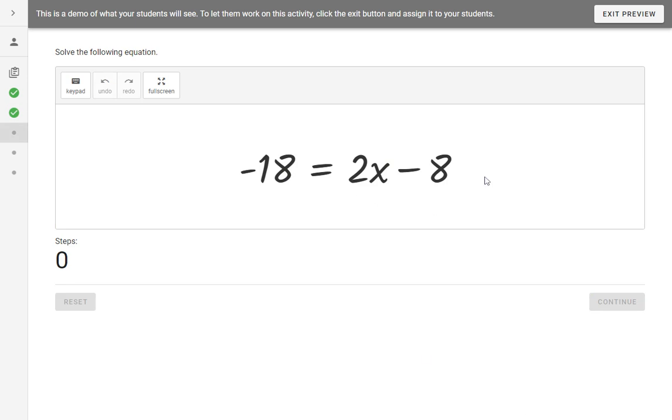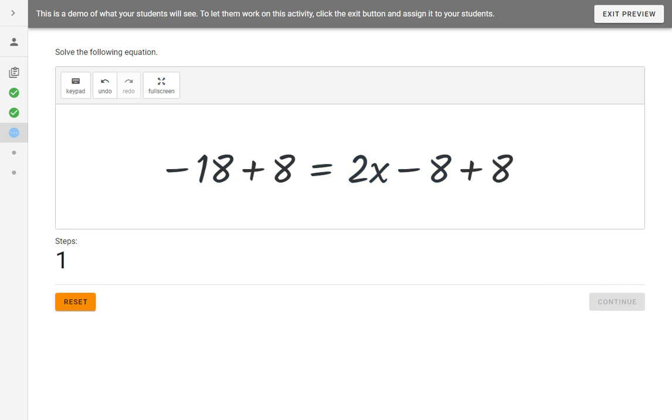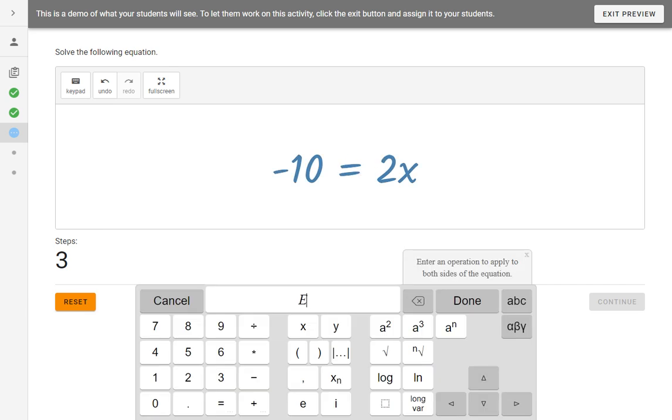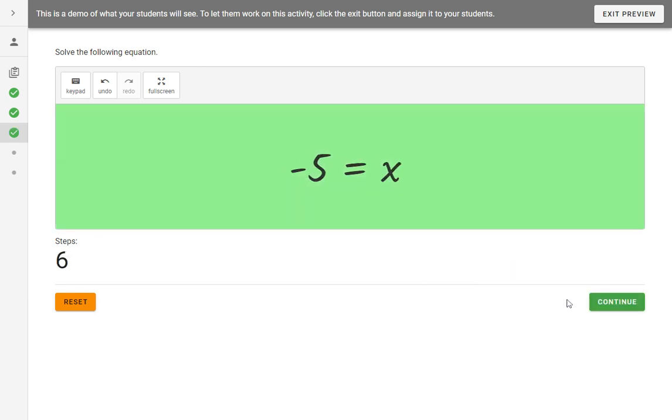Sometimes the x will be on the other side, which means I want to isolate for this 2x on the right side of the equal sign. So instead of dealing with the 18, I have to deal with this minus 8. I'll perform the opposite operation by adding 8 to both sides. Click on the plus to add, and I'll get negative 10. Divide both sides by 2. Done. And I should get x equals negative 5 as the correct answer.